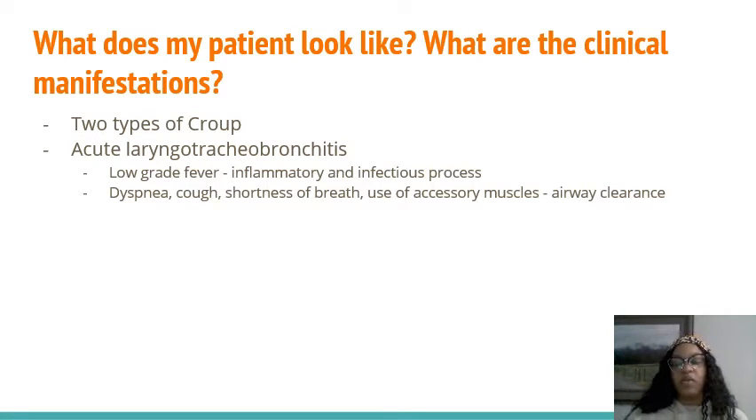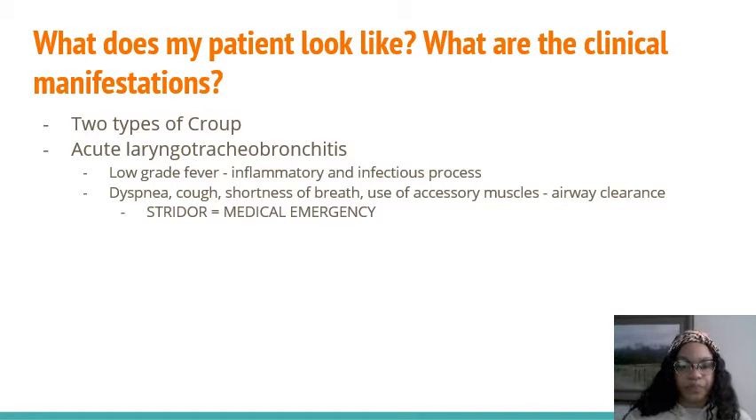So especially in our younger population, they're belly breathers, they're not chest breathers, so their use of accessory muscles is probably going to look like the nose is flaring, any way to get air in. Another important thing to consider is this type of Croup presents with stridor. So when they're coughing and breathing, it's just this awful noise going on. So that's a medical emergency.